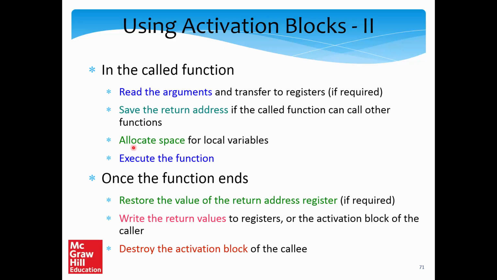Once the function ends, we restore the value of the return address register if required. We write the return values to registers, if required, but if there are a lot of values, or if it's one large value, we can write it to memory also, which is the activation block of the caller. And then we destroy the activation block of the callee. So this is the broad sequence of actions that we do.